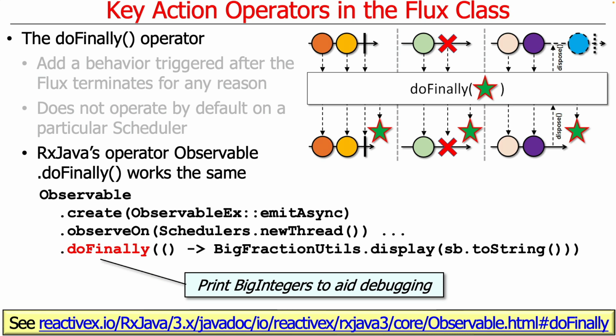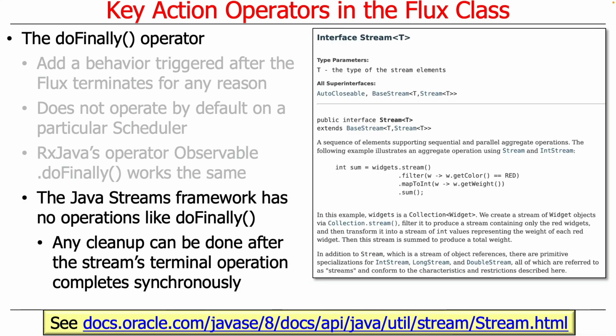RxJava has something that works in essentially the same way, and you can do the same kinds of things. One thing to do with it is to always print something out when you're done with the stream so you know that it finished, whether it succeeded or failed. The Java Streams framework has no operators like doFinally. Instead, what you typically do with streams, because streams are inherently more synchronous, when you're done with the terminal operation in the stream, you'll get a result back, and then if there's any cleanup you need to do, you can do it right after that. For example, you could put something in a try-finally block and clean things up after the try-finally block returned.